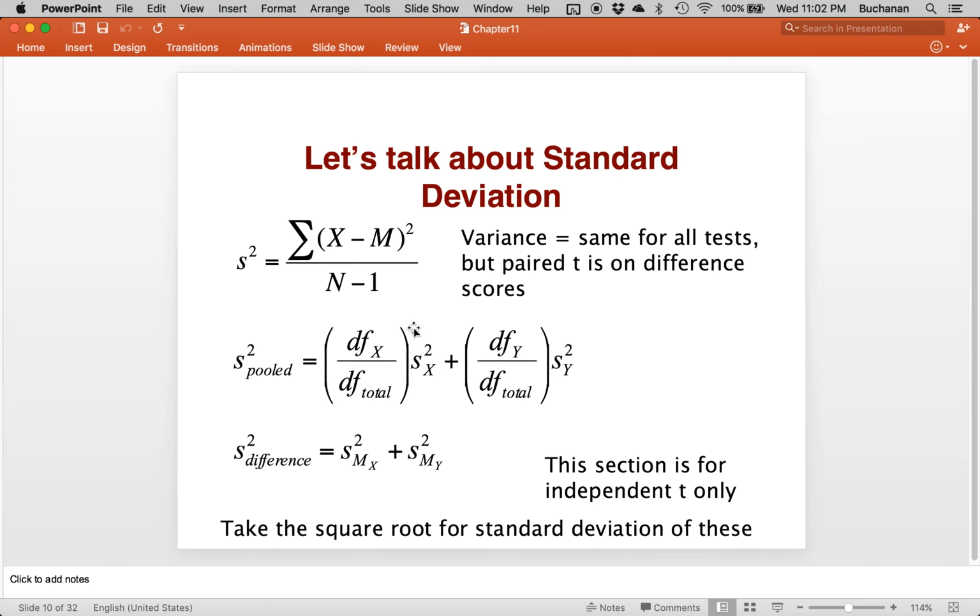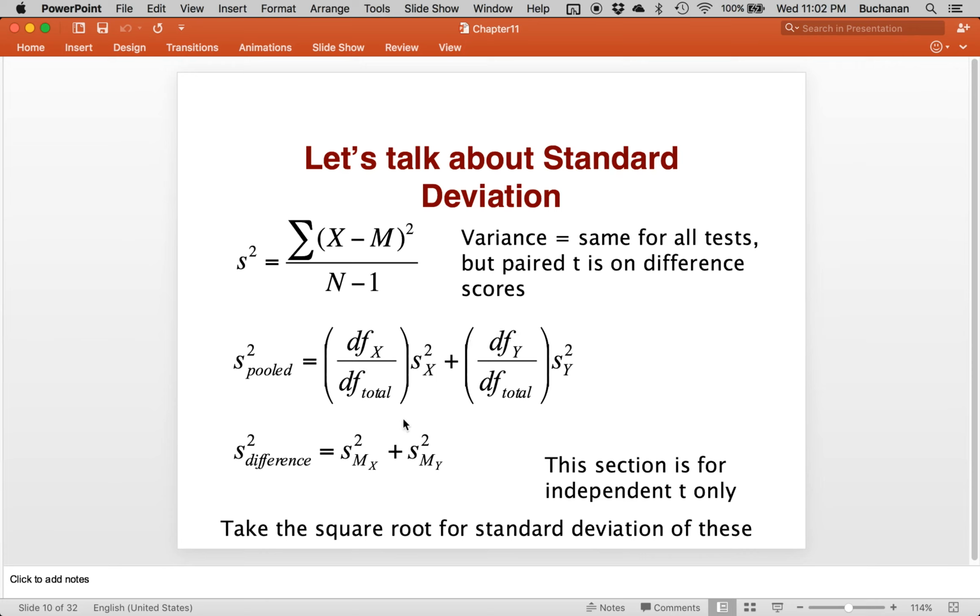And so what this formula does is it's a weighted average. It weights it heavier for the larger sample sizes. So you fill in degrees of freedom 1 divided by degrees of freedom total times variance plus same thing.